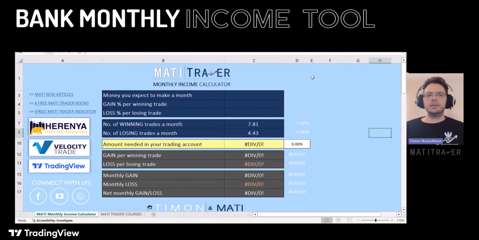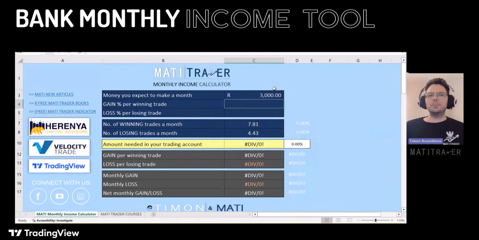So the calculator is very easy. The variables are blue, which means that you type in the values that you see in blue. Everything else will calculate for you. So how much money can you expect to bank a month? We're going to start with 3,000 Rand.